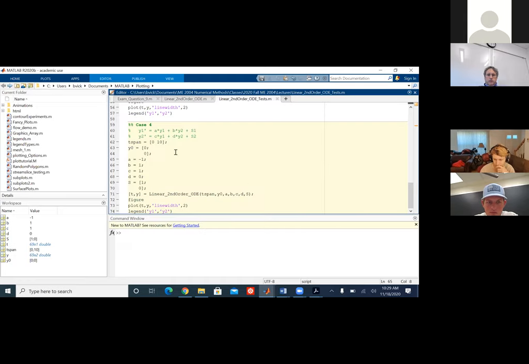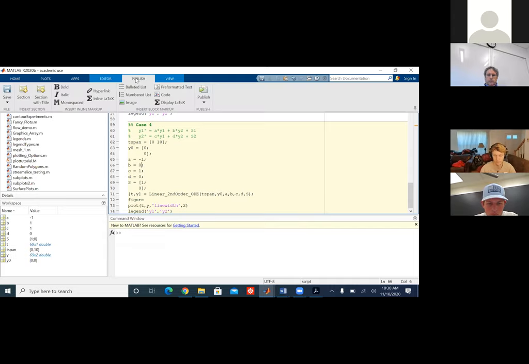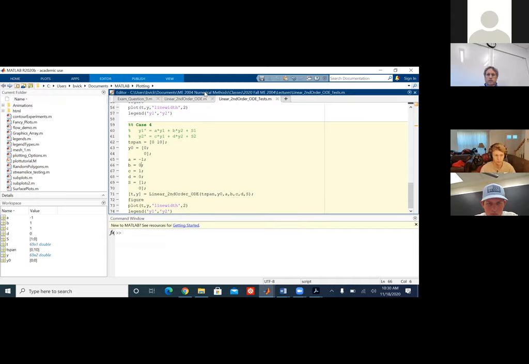Let's see. Y1 is like that. Let me do one more thing, put B equals zero. See, that thing is running away with itself. All right, one more time. And let's just publish the one thing and then we'll get on. All right.